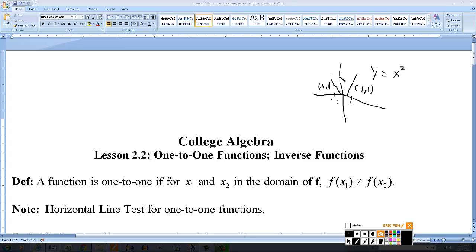So a vertical line crossing a graph at 1 point means it's a function. Now if a horizontal line crosses the graph at only 1 point, then it's one-to-one. If a horizontal line crosses the graph at 2 or more points, then it's not one-to-one. That's why we have the horizontal line test for one-to-one functions. For a one-to-one function, a horizontal line, no matter where you draw it, has to cross the graph at just 1 point.